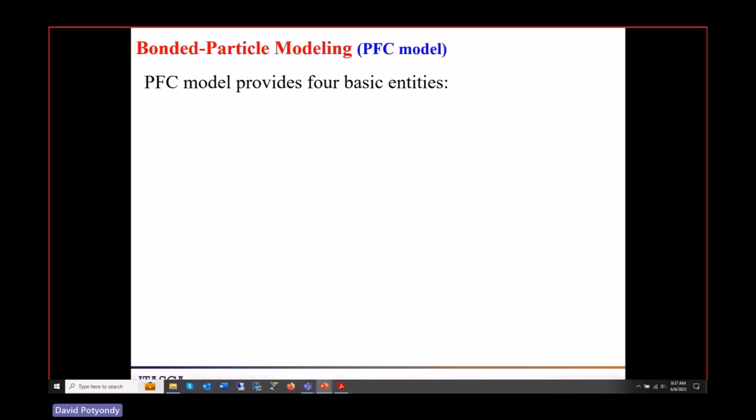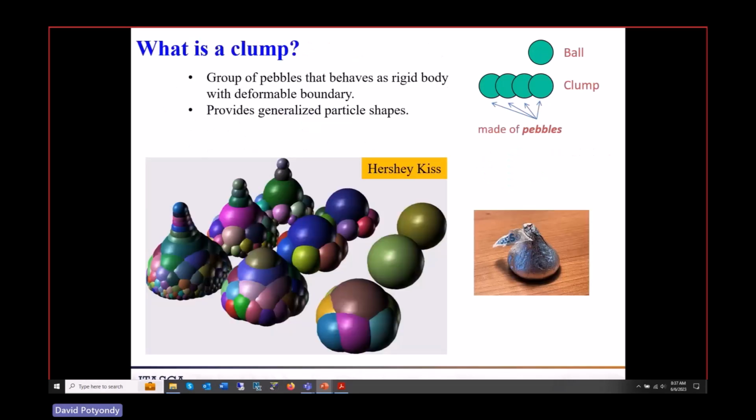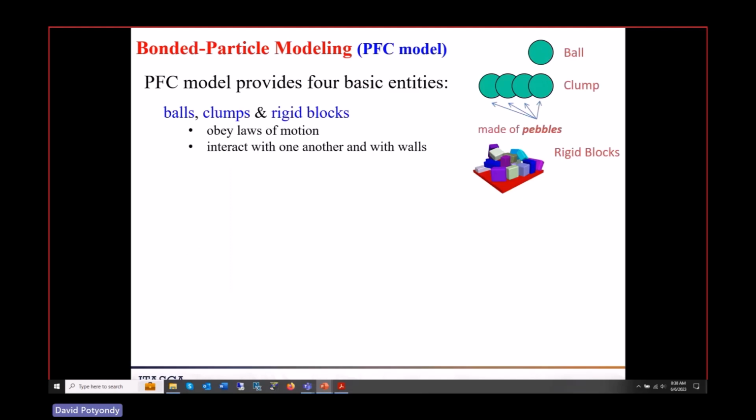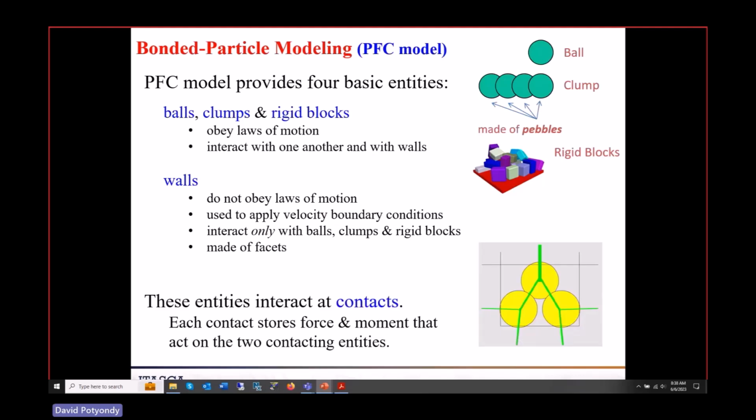You know about this now, 4 entities, right? Particles, balls, clumps, rigid blocks, they obey the law of motion. There's an example of a bunch of pebbles, and the more pebbles you put in the clump, the closer it is to representing a shape. These are the rigid blocks, right? There's walls, which are surfaces that have velocities that interact with these guys, and then there's contacts, right? Force and moment.